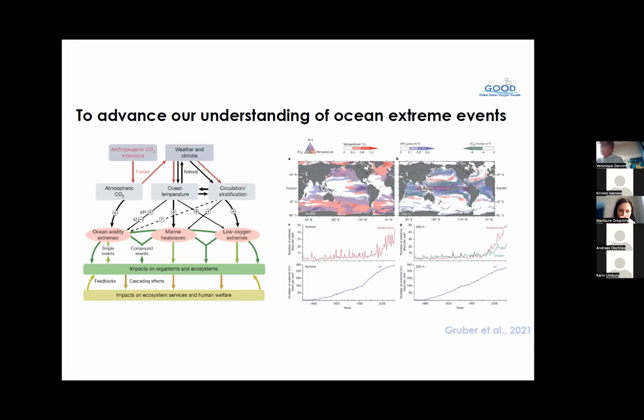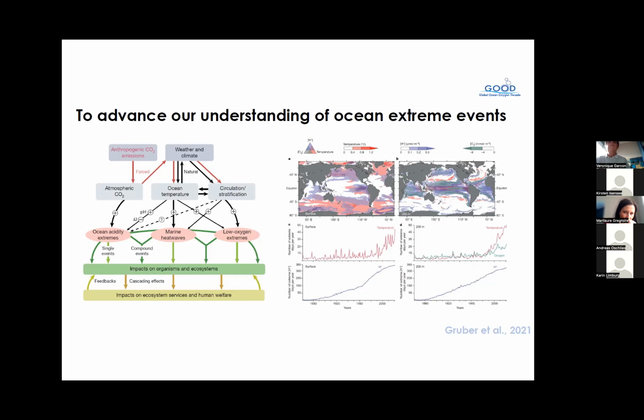So these three types of extreme can occur individually, but also together or in a close sequence as compound events. And these extremes will have important impact on organisms and on the ecosystem they form. And these changes in turn will impact key marine ecosystem services that Andreas mentioned earlier, but also human welfare and livelihood in a series of cascading effects.